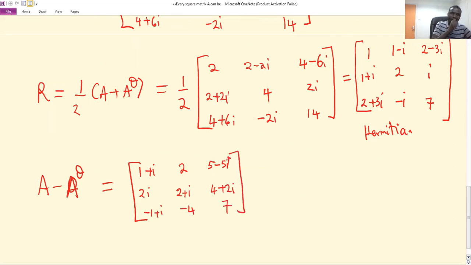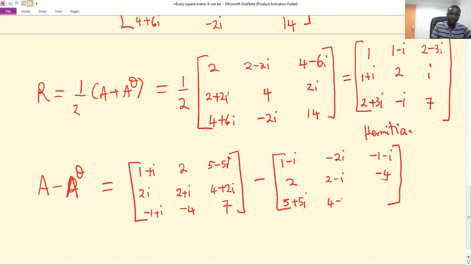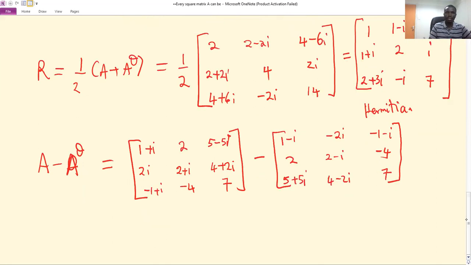Then we subtract. A power theta was 1 minus I, minus 2I, minus 1 minus I, 2, 2 minus I, minus 4, 5 plus 5I, 4 minus 2I, 7. So let's subtract, and just remember subtraction is termwise or component-wise.